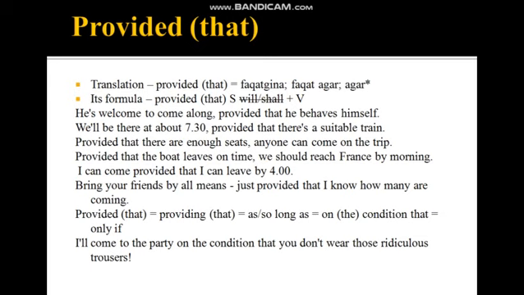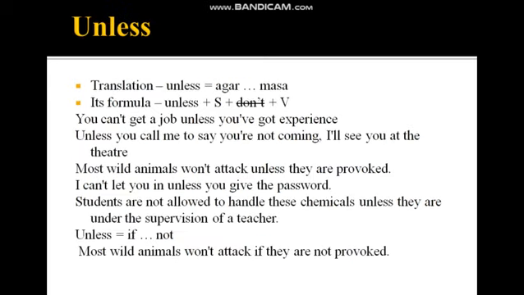By the way, it's up to you to use the on the condition that. See, guys, it's up to you. You can omit the that, or if you want, just put the that before condition. It's up to you. That's grammatically okay. So now let's continue with the next one, which is unless.